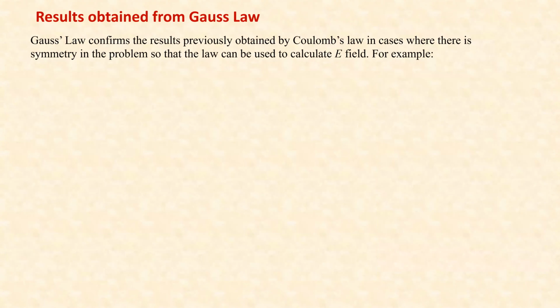And some results obtained from Gauss's law are discussed here. Gauss's law confirms the result previously obtained by Coulomb's law in cases where there is symmetry in the problem, so that the law can be used to calculate the E field. For example, the E field of a point charge. Suppose we don't know Coulomb's law, we know Gauss's law. We want to see how we can come up with Coulomb's law if we know Gauss's law.